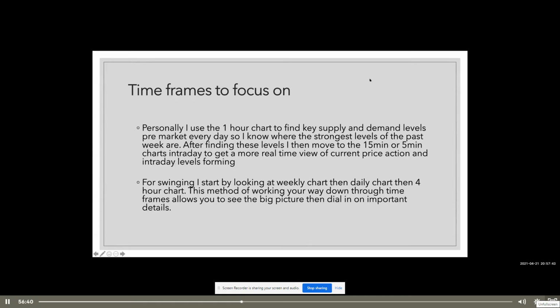Time frames to focus on. Personally, I use the 1-hour chart to find key supply and demand levels pre-market every day, so I know where the strongest levels of the past week are. After finding these levels, I then move to the 15-minute or 5-minute charts intraday to get a more real-time view of current price action and intraday levels forming. For swing, I start by looking at the weekly chart, then the daily chart, then the 4-hour chart. This method of working down through the time frames allows you to see the big picture, then dial in on more important details.